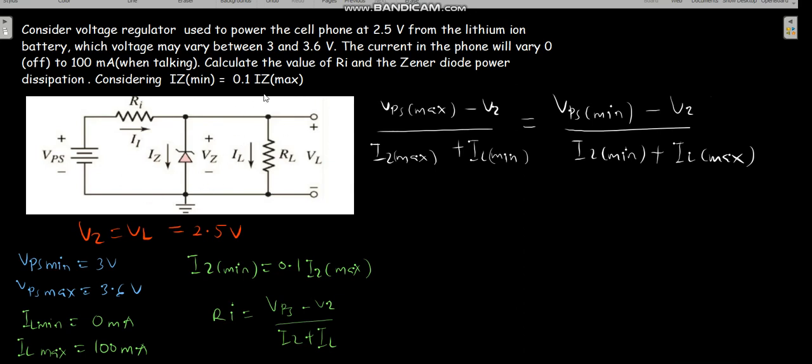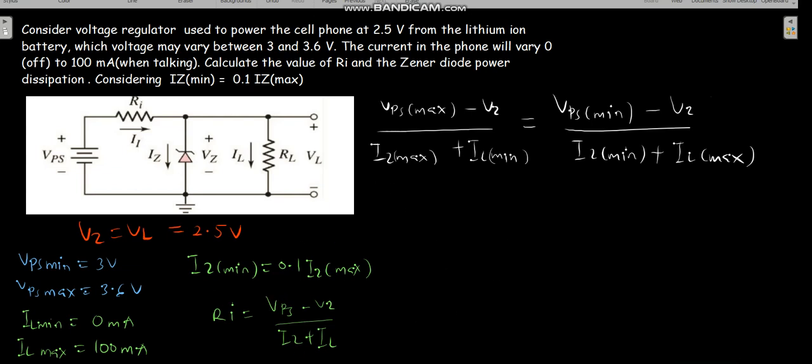Okay, so Iz is not given in the question. Before we can solve for Ri, we must know Iz. So how are you going to find Iz? You are going to find Iz using this formula here. You see you have Iz max here, and Iz minimum here also. So you are going to use this formula to find one of them.